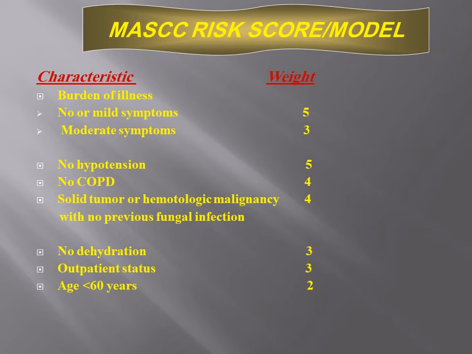This is the MASCC risk score model. Patients who have less than 21 on the risk scoring system are classified as high risk patients, and patients who have 21 or more should be classified as low risk patients.